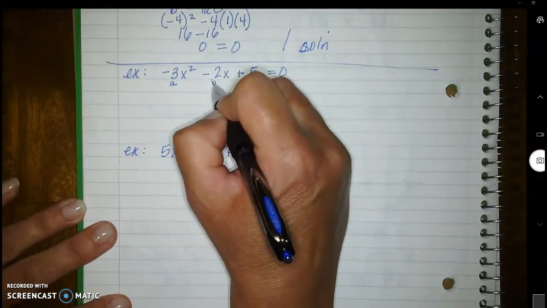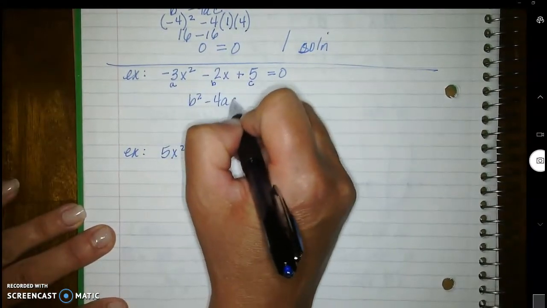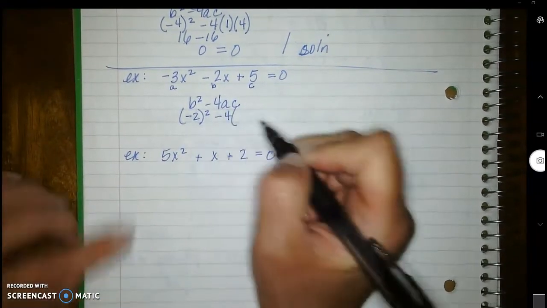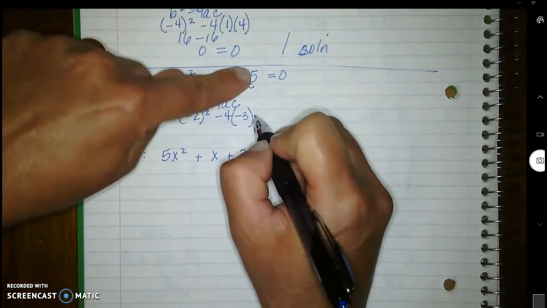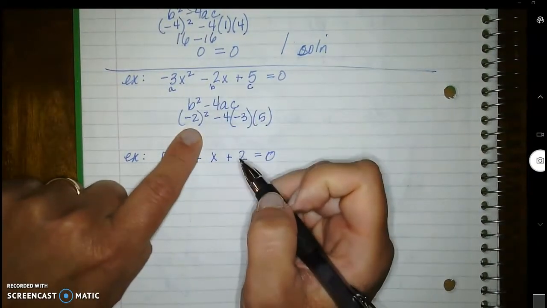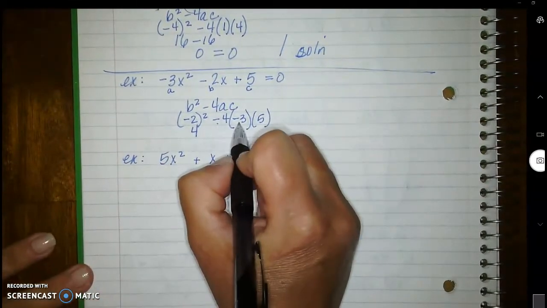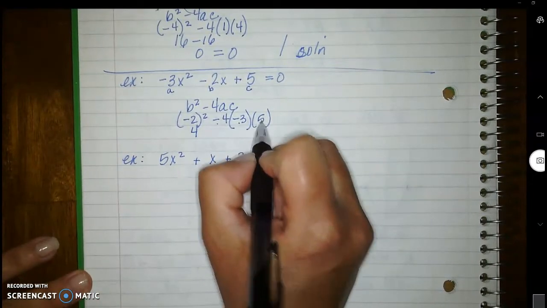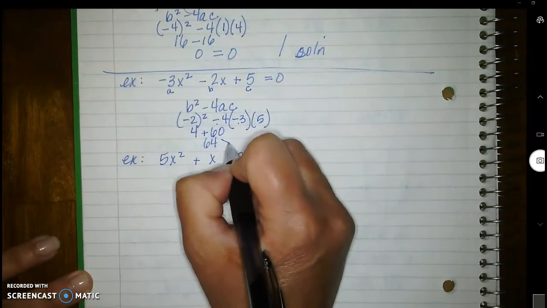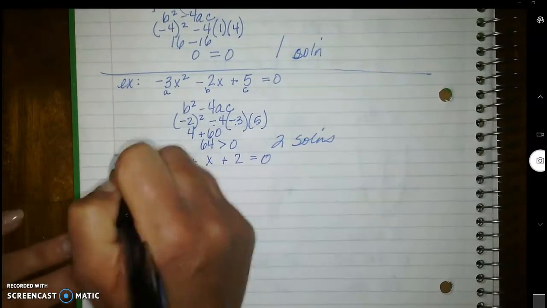All right, next. Here's A. Here's B. Here's C. Let's do it again. B squared minus 4AC. Negative 2 squared minus 4. A is negative 3. C is positive 5. Negative 2 times negative 2 is positive 4. Negative 4 times negative 3 is positive 12. Times 5 makes a positive 60. I'm going to get a 64. That's bigger than 0. 2 solutions. Done.